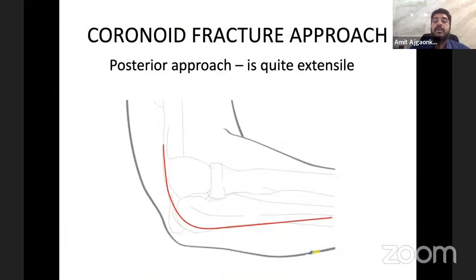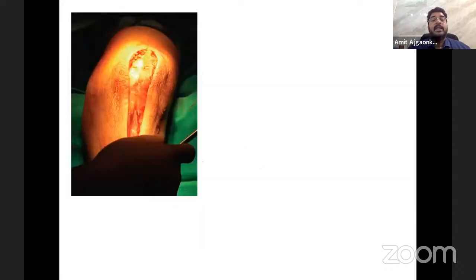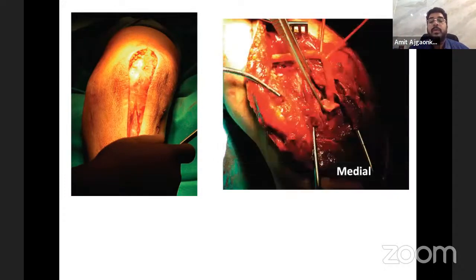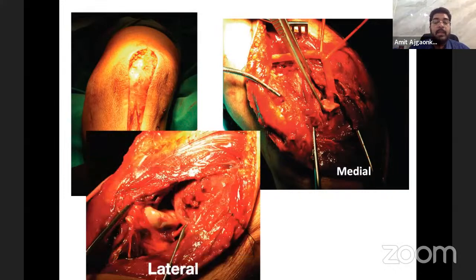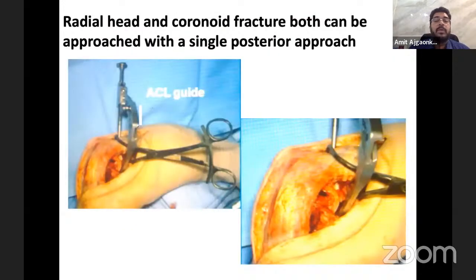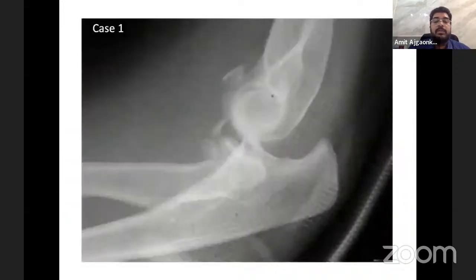Now the coronoid fracture approach, the posterior approach, is quite extensile. If you want to do an extensile approach, you can approach both the medial and lateral side from a long posterior approach. You can go down and dissect all the structures, and if you are not very familiar with the medial and lateral approaches, you can dissect all structures this way and land up both medially as well as laterally, and in that way you can get access to both sides of the elbow. That's a long approach, a posterior approach.